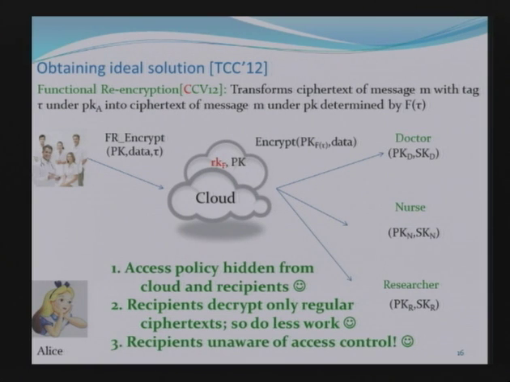Okay, and thirdly, in fact, it turns out that it can be the case that recipients are even unaware of access control. So if they go to the cloud and say, give me the data that's meant for me, they'll get the data that's meant for them. They don't know what happened, whether this data went through access control or anything like that. They don't even know that they might not be privileged to see some information or something like that.